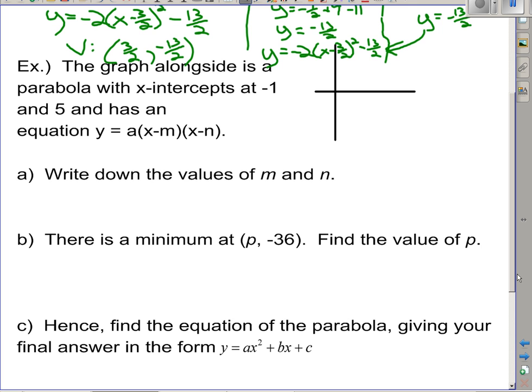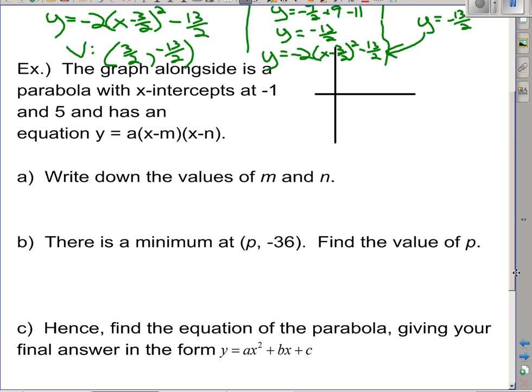The graph alongside is a parabola with x-intercepts at negative 1 and 5. Oh my gosh, well there's no graph alongside yet, so we better put it in here. And it's important that you have the graph so that you know which way it opens. 1, 2, 3, 4, 5. Great. x-intercepts at 5 and negative 1. And I'm going to give you this graph such that it opens upwards.